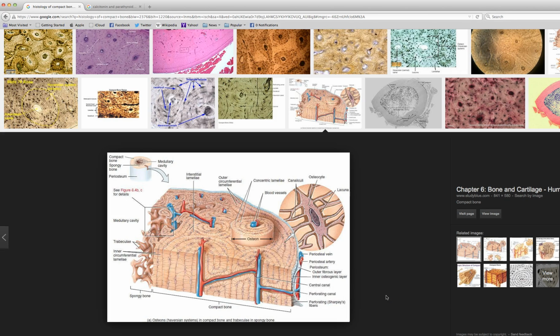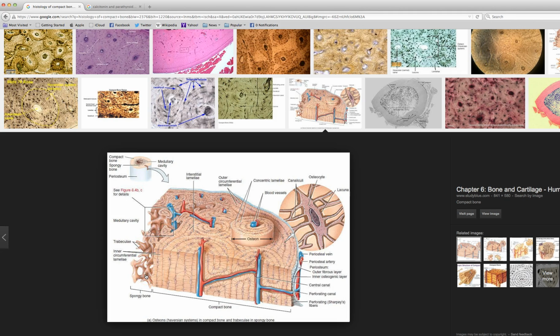Spongy bone tissue is different. This is also known as trabecular or cancellous bone tissue, and it does not contain osteons. This is always located on the interior of the bone, protected by a covering of compact bone. Instead of having osteons, it has something called trabeculae. Trabeculae have spaces that you can see without a microscope. With an unaided eye, you're able to look at this and see these framework patterns.